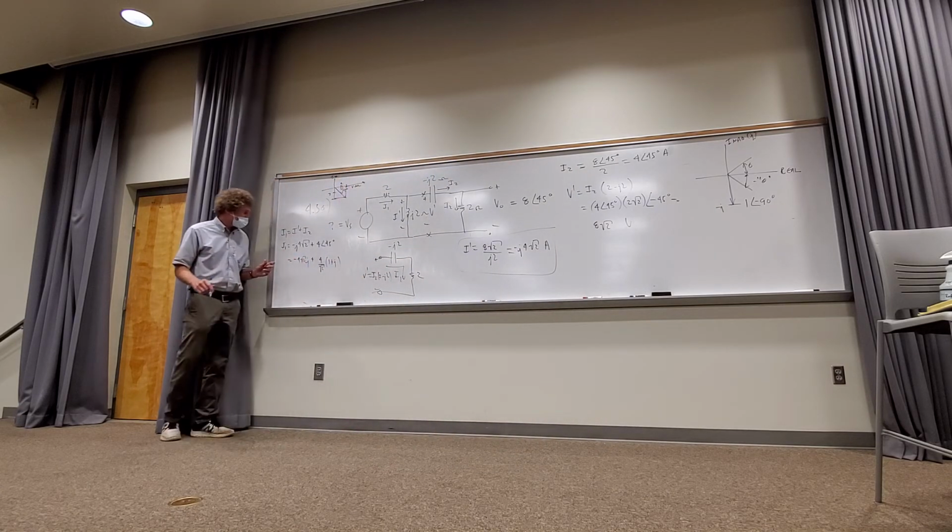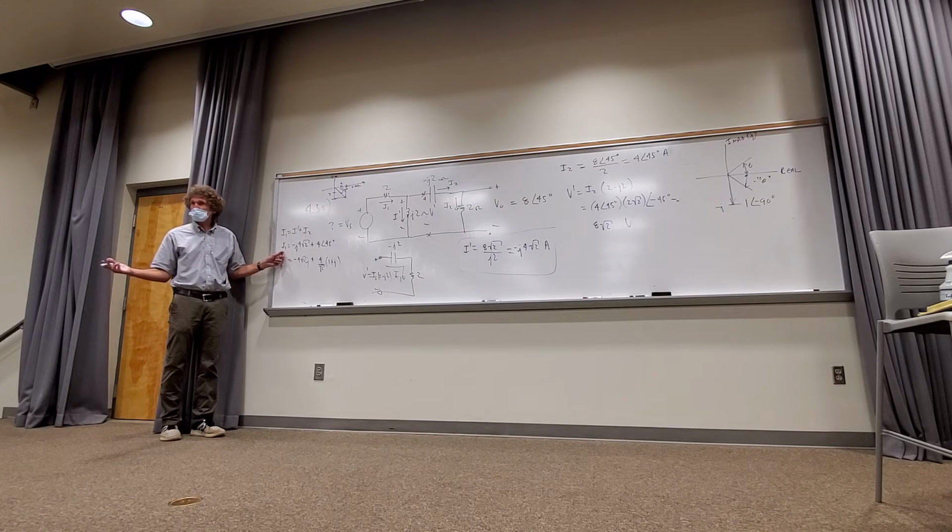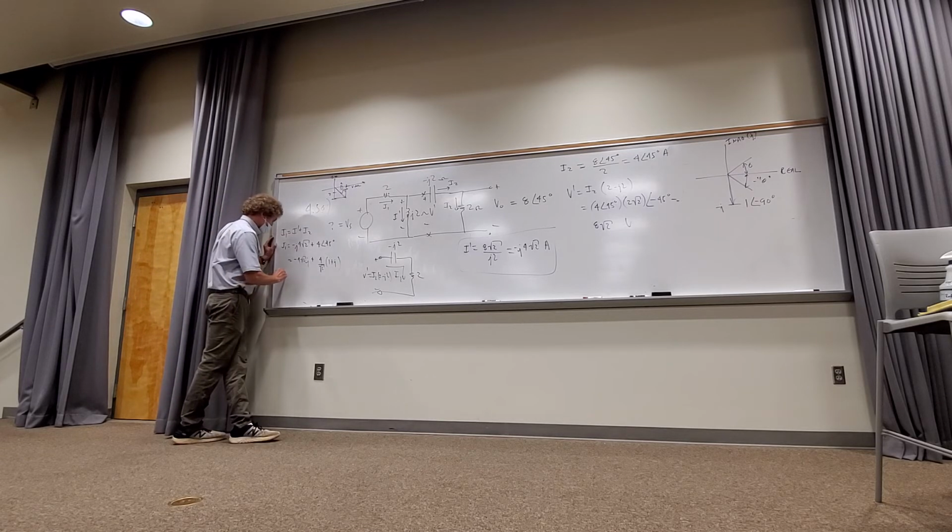Now, finally, I've got I1 here, right? Let's assume we can calculate. Y'all agree with that? Yeah. I calculated I1 to be 4 at an angle of negative 45 degrees.